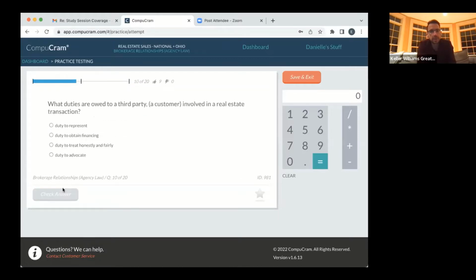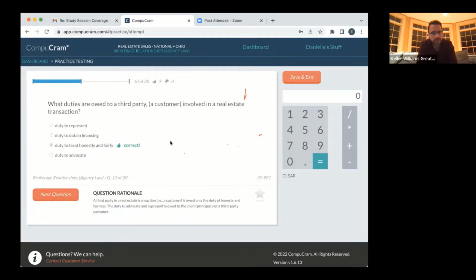What duties are owed to a third party, a customer involved in a real estate transaction? A, duty to represent. B, duty to obtain financing. C, duty to treat honestly and fairly. Or D, duty to advocate. C is correct. All right, let's keep moving.